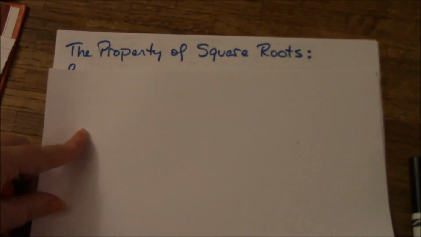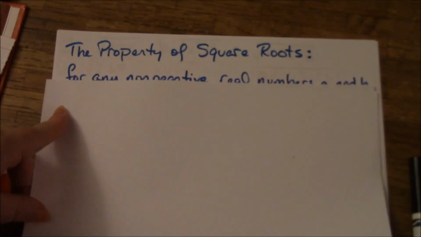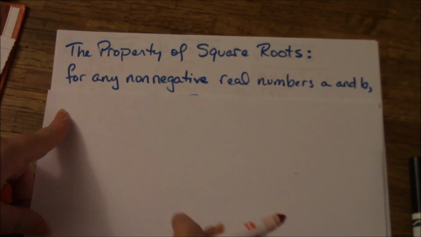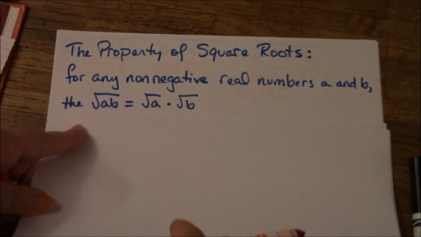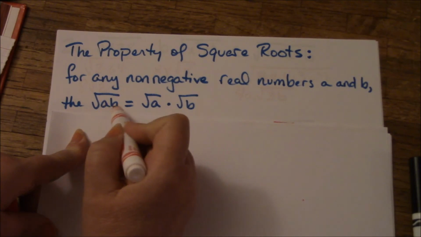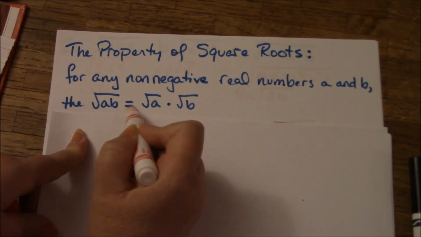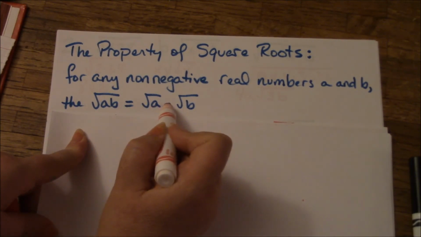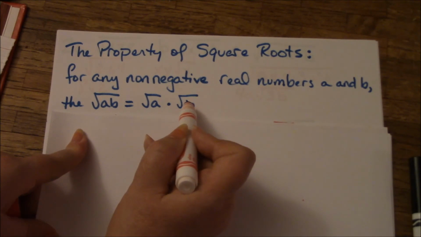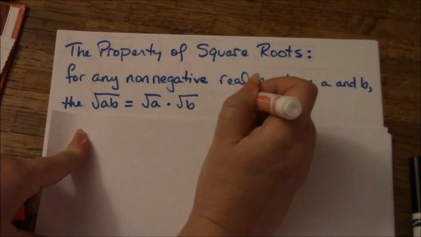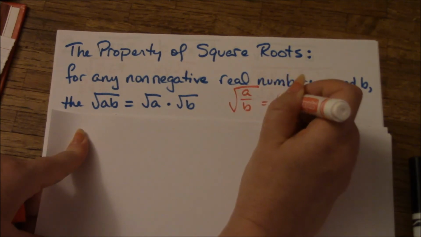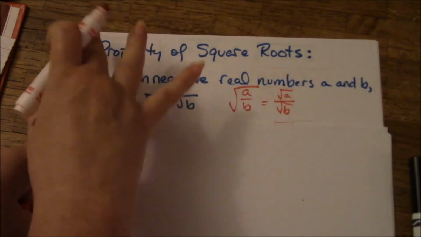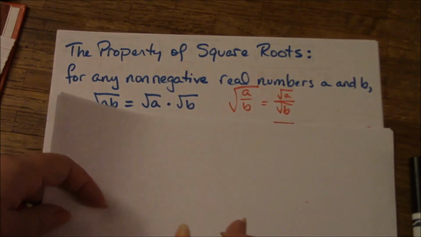Now we're going to go through the property of square roots. For any non-negative real numbers a and b, the square root of a times b is the same as the square root of a times the square root of b. And fractions work that way too. The square root of a over b is the same as the square root of a over the square root of b. So this is a property of radicals.